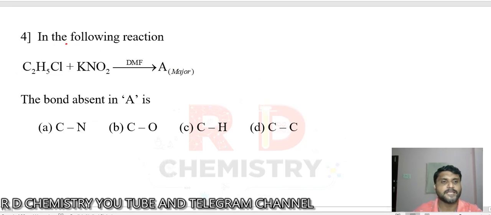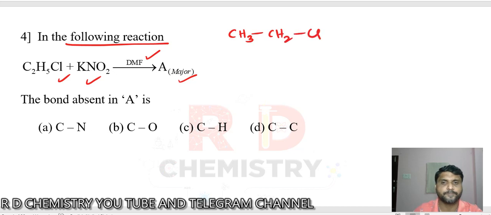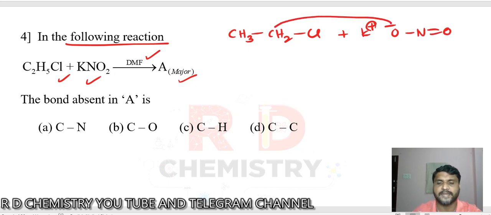Question number 4. In the following reaction, ethyl chloride reacts with potassium nitrite in DMF solvent. A is the major product. So ethyl chloride is CH3CH2Cl. Potassium nitrite is the ionic compound K+ O−–N=O. The nucleophilic center is oxygen, which attacks the carbon atom, and the Cl goes off.